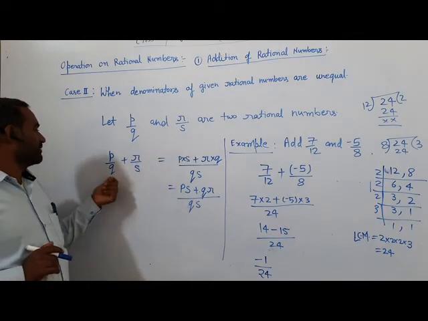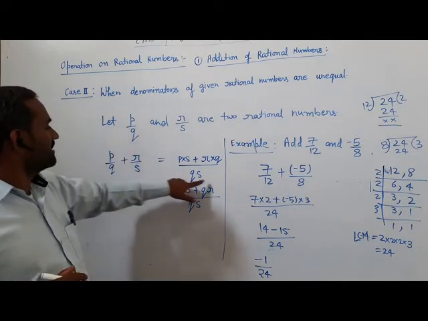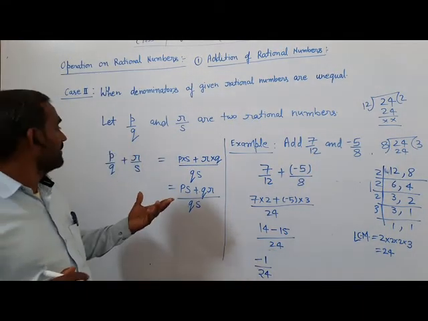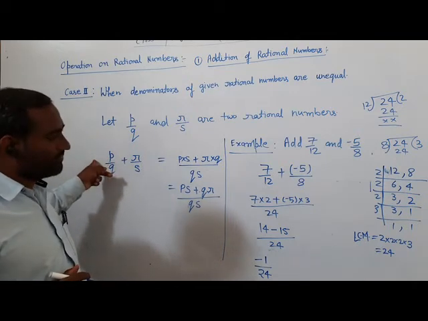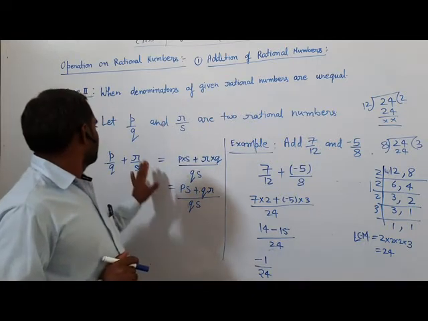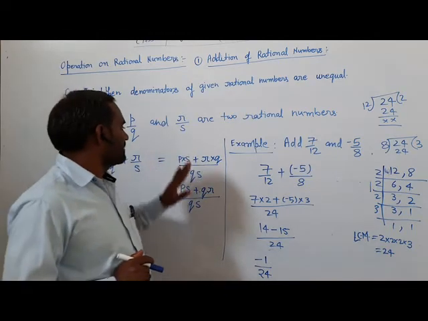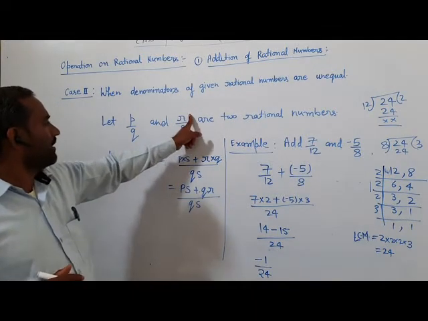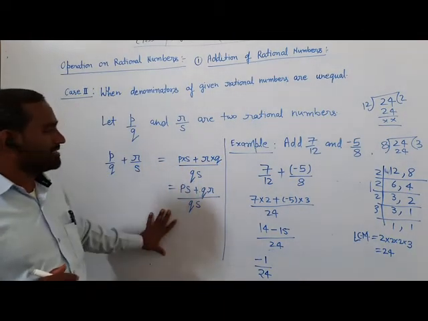As we have P by Q and R by S, the LCM of Q and S. We divide the LCM by the first denominator, and what answer we get, we multiply in the numerator of the first rational number. After this, we divide the LCM by the second denominator, and we multiply the numerator of the second rational number by that answer.